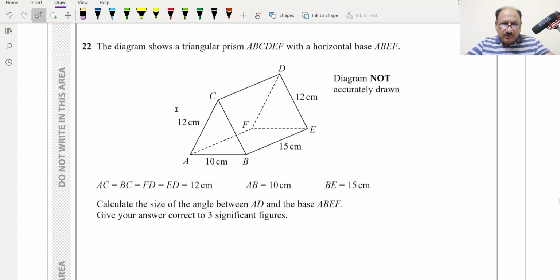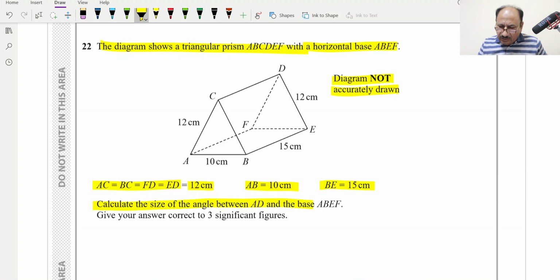Now question number 22. It says the diagram shows a triangular prism ABCDEF with a horizontal base ABEF. The diagram is not drawn to scale. These are all equal to 12 centimeters. AB is equal to 10, BE is equal to 15. Calculate the size of the angle between AD and the base ABEF. Give your answer correct to 3 significant figures.